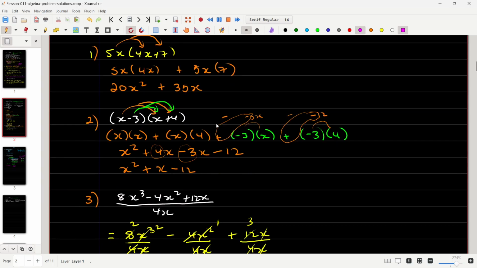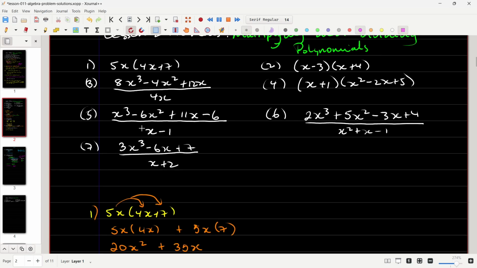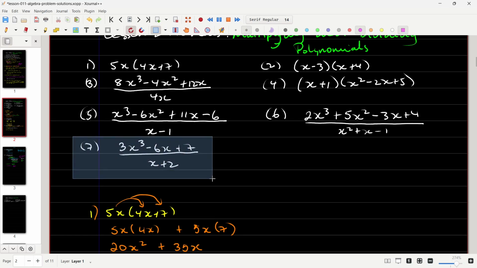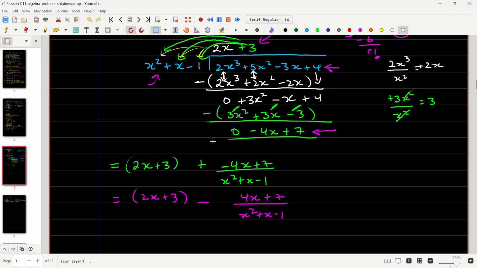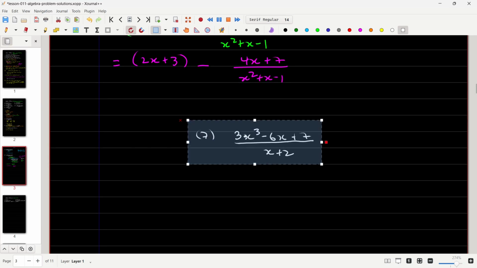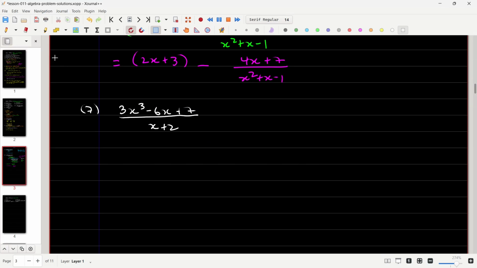And let's go on to the next one, which is number 7, and that's the last one. So let's do number 7. All right, with this one, we can do a synthetic division again.